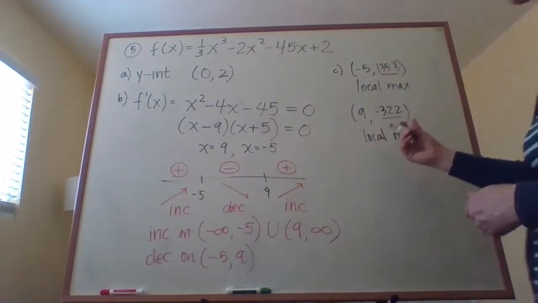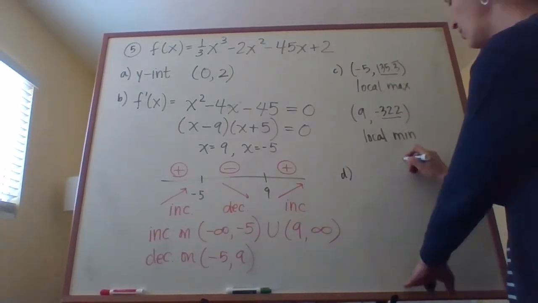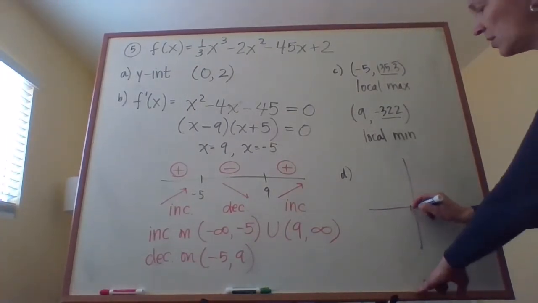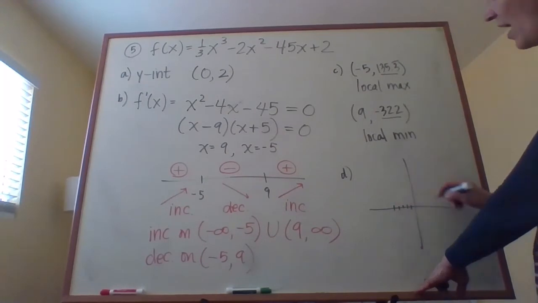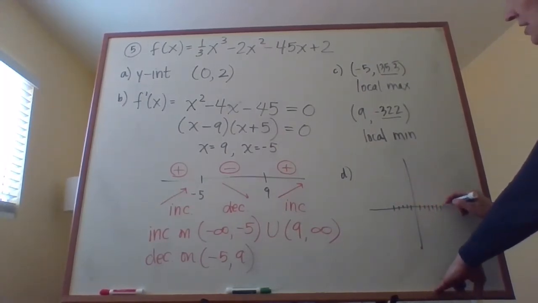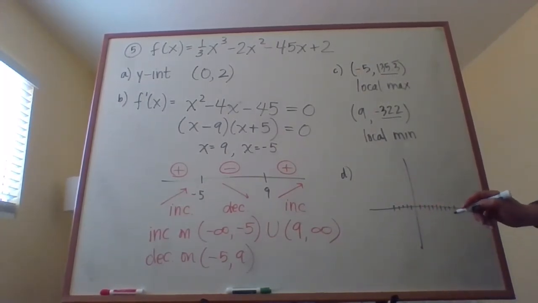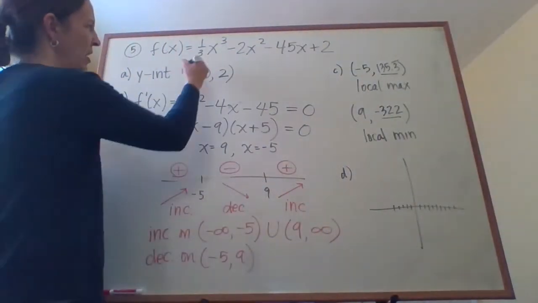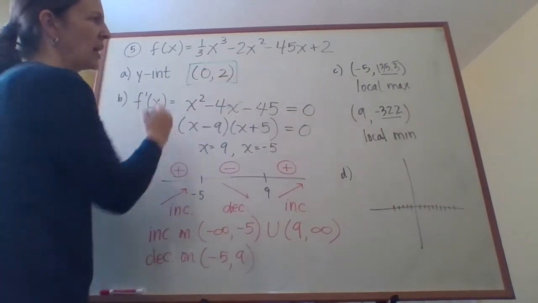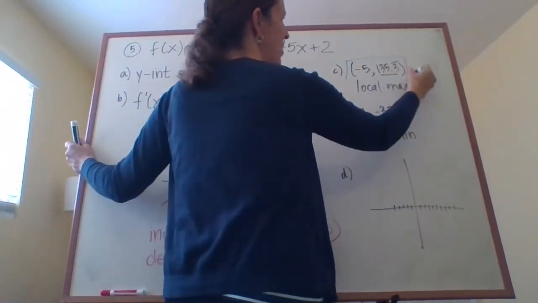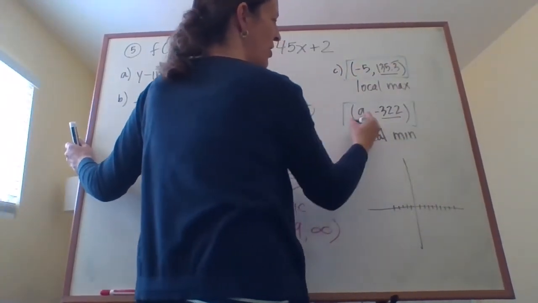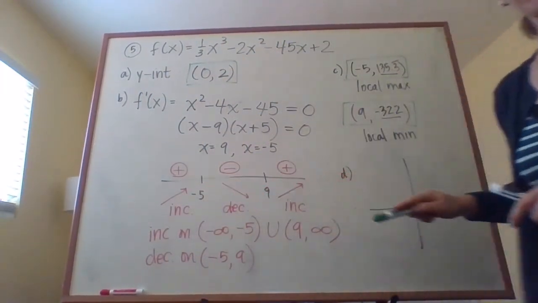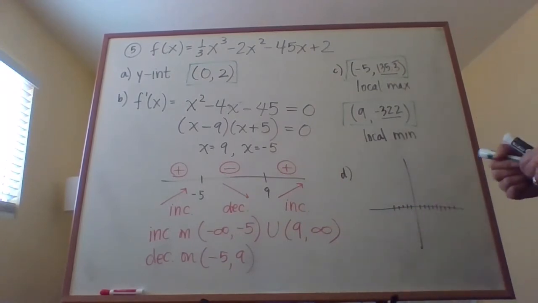Okay, part D was to put this together on the graph. So I was looking for a basic sketch that showed me 1, 2, 3, 4, 5, there's negative 5. 1, 2, 3, 4, 5, 6, 7, 8, 9, there's positive 9. Now, some information that I have is I know that I have a y-intercept of (0, 2). I know I have a local max here, and I have a local min here. So these are 3 points that I can put on the graph, and then I can use this information about increasing and decreasing to complete that curve.